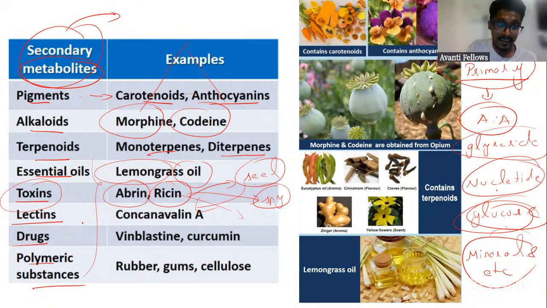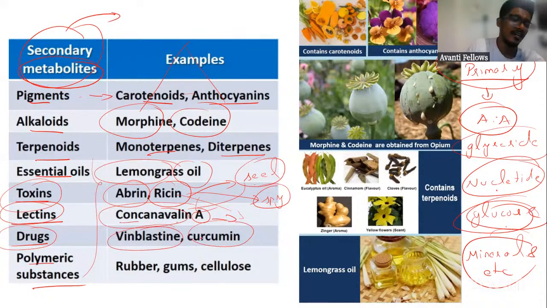Next one is lectins. This word is very, very important: concanavalin. Concanavalin A is used for the manufacturing of some medicines. You might not be aware of concanavalin. Please make sure that concanavalin is a type of secondary metabolite which comes under the category of lectins. Clear? Next, you have drugs. What are drugs? We have vinblastine and curcumin. Please study why they are used and what their applications are.